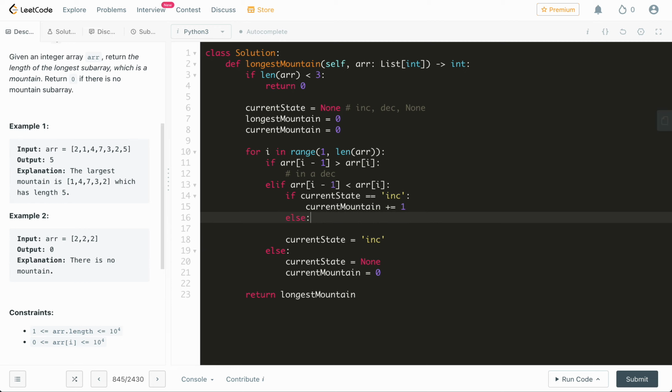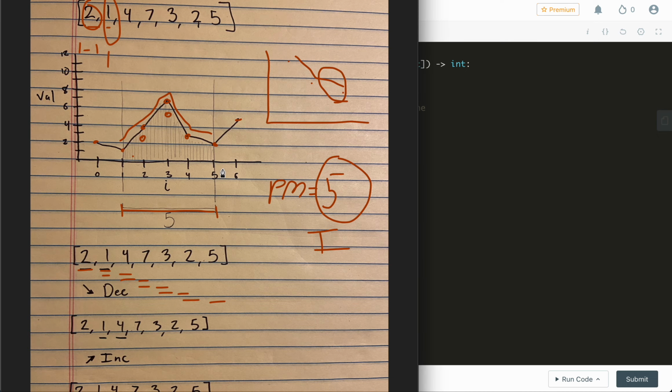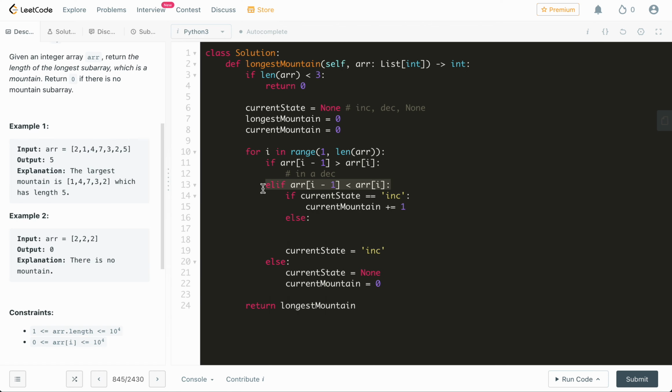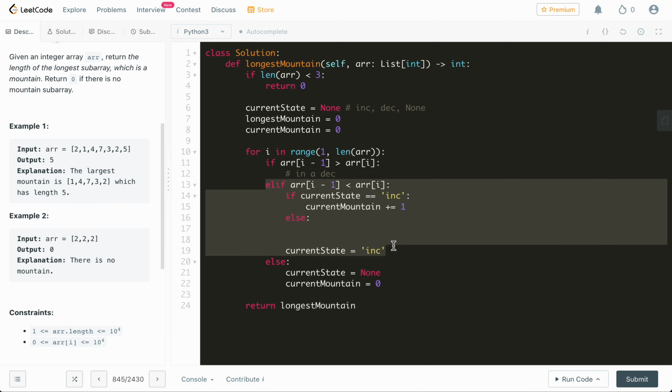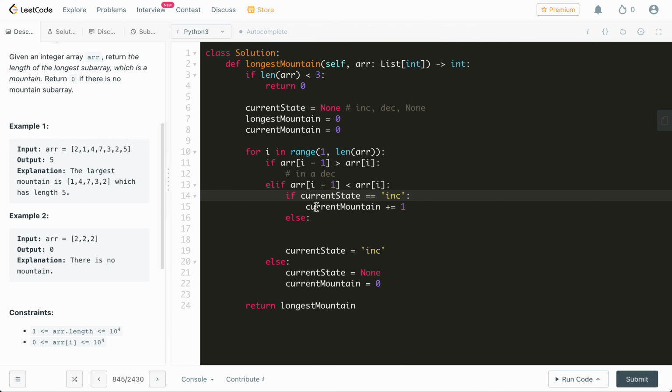else, meaning if we are in an increase, meaning the current state was already set to increase, we're going to add 1. If we're in this block, that means that we are at a point in our array where we are beginning to increase. We are right here. So the first time that this block right here is executed, meaning it is seeing an increase, meaning there was no increase prior to this, we're going to set the current mountain equal to 2.